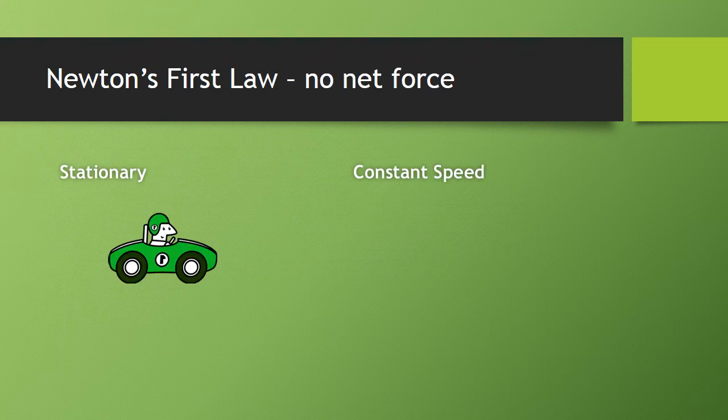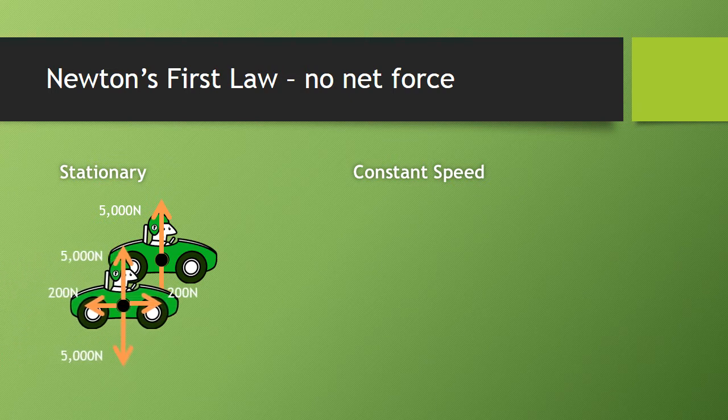So let's look at the case where there is no net force acting. For the stationary car, we know there's a gravity force acting down and a support force acting up, and it makes complete sense that the object doesn't move because the forces are balanced. For the constant speed example, because we're moving down the road, most people would expect that there must be an unbalanced force acting forwards to push the car forwards. But that's not the case.